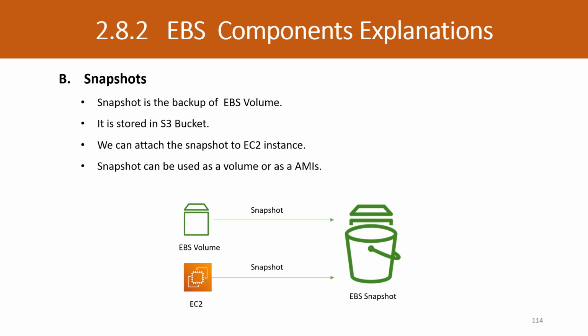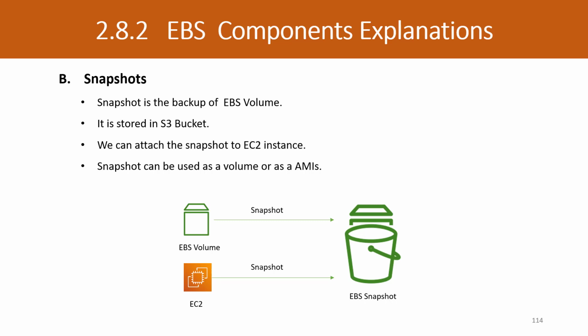Can we attach a snapshot to EC2? How can we attach the snapshot to EC2? First, you have to create the volume, and then you can attach it. A snapshot can be used as a volume or as an AMI. That's really important. If the snapshot was taken directly from EC2, it contains the file system. So you can create an AMI from it also, because it contains the file system, the architecture, and your operating system data.